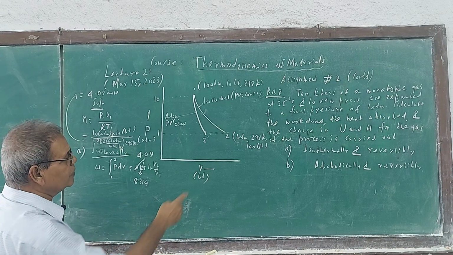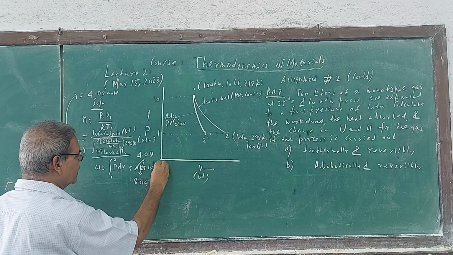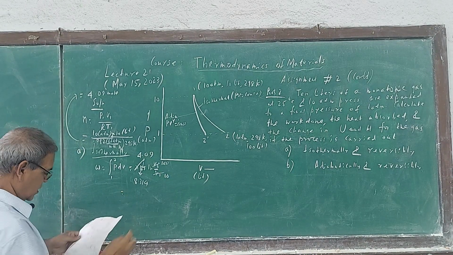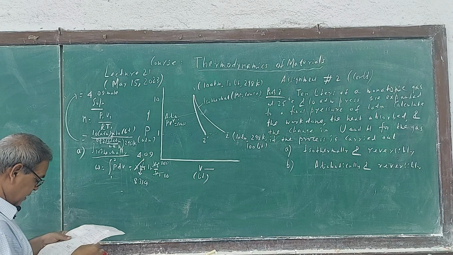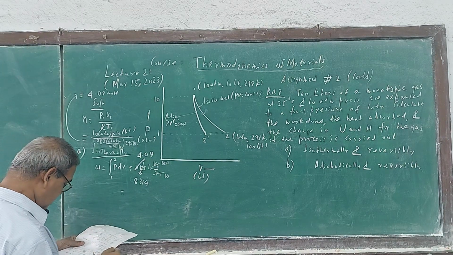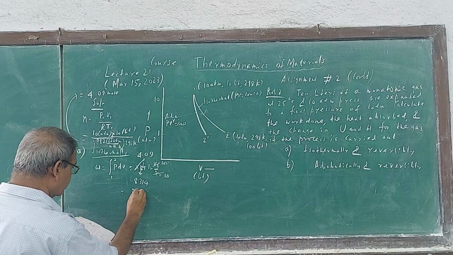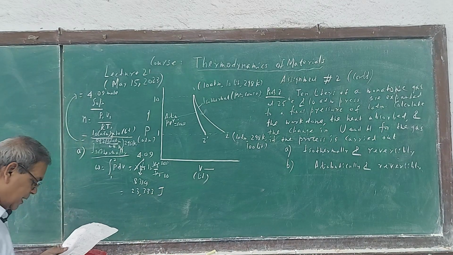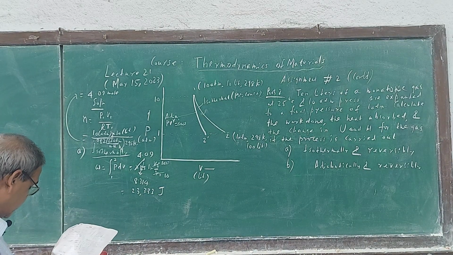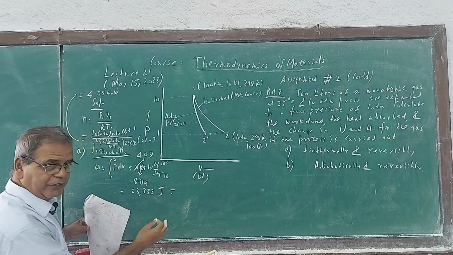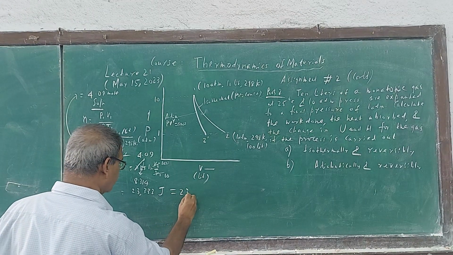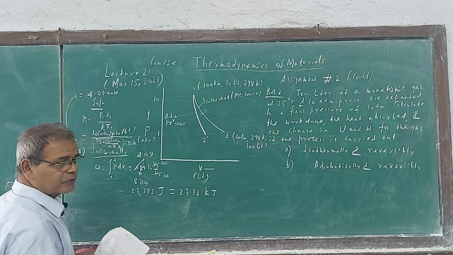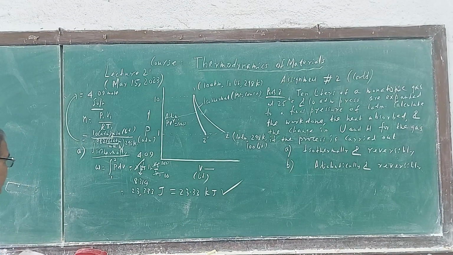V2 by V1. What is the volume? You have seen V2 is 100 by 10. If you do this correctly, then you get a nice answer: 23.233333 joule. You do this yourself. This is too big a unit in joule, so convert it into kilojoule. 23.33 kilojoule. So one answer is out. I'm giving a tick mark, meaning this is over. So delta E, this W.